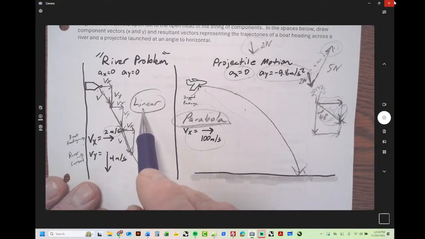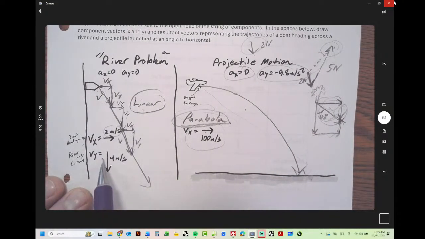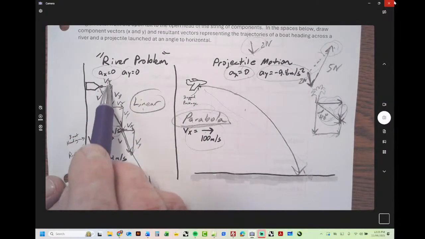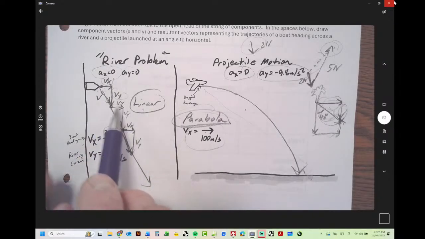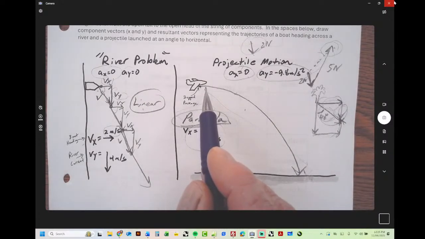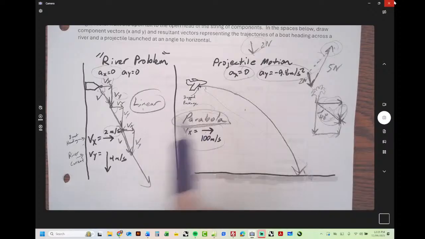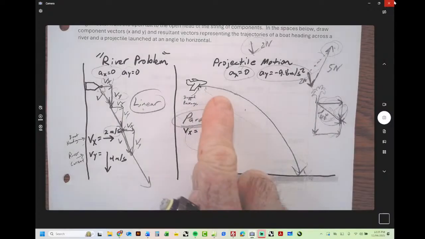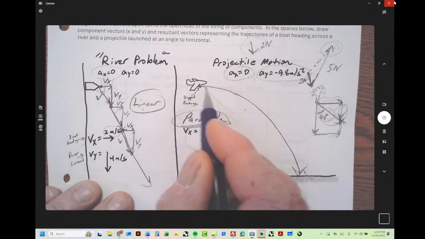So why is this linear? Because the accelerations are constant. Yeah, there isn't an acceleration. There's no acceleration, which means this leg of the triangle and this leg of the triangle are always the same. So this angle is always the same, and the hypotenuse is always the same. So this is going to be a straight line. But when we do this one, the same kind of thing, one of those two vectors is going to change. Which one's going to change, the x or the y? The y.